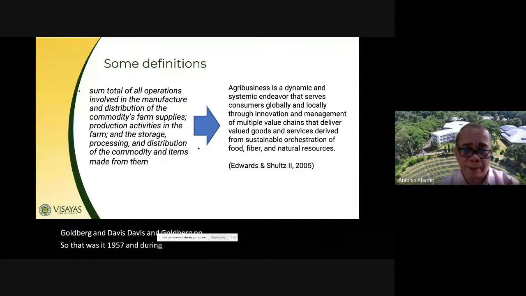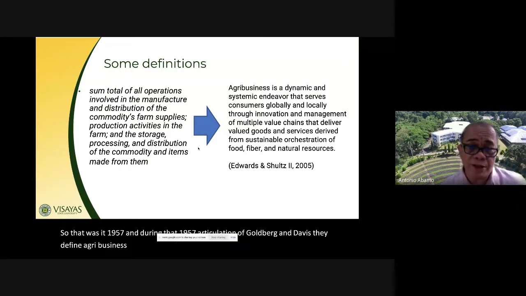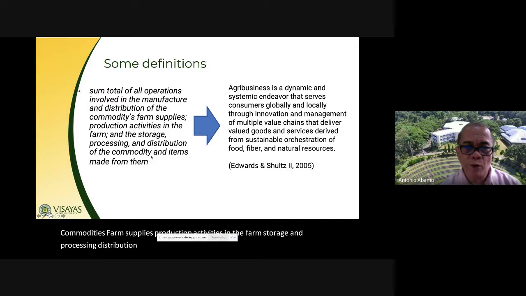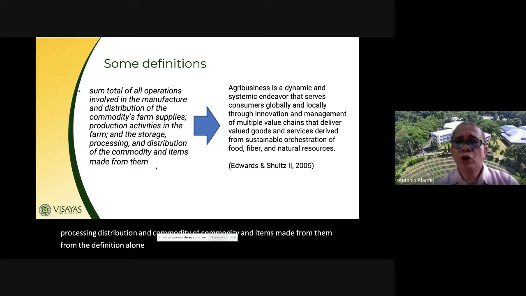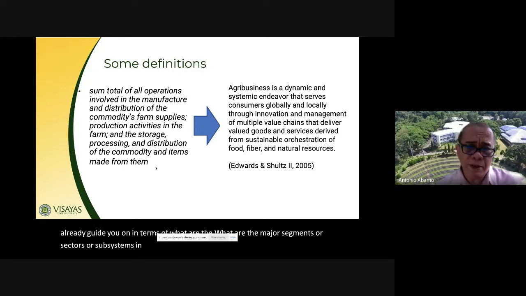And during that 1957 articulation of Goldberg and Davis, they define agribusiness as given in our slides now as the sum total of all operations involved in the manufacture, distribution of the commodities, farm supplies, production activities in the farm, storage and processing, distribution and commodity and items made from them. From the definition alone, you can already cite what are the major segments or sectors or subsystems in agribusiness. From the definition, you can get it.